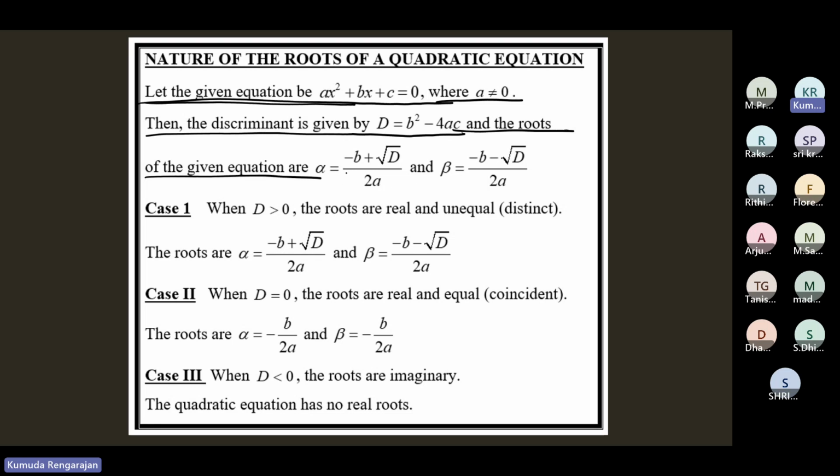Alpha is equal to minus b plus root d by 2a and beta is minus b minus root d by 2a. What is d? B square minus 4ac. So minus b plus root d by 2a, minus b minus root d by 2a.